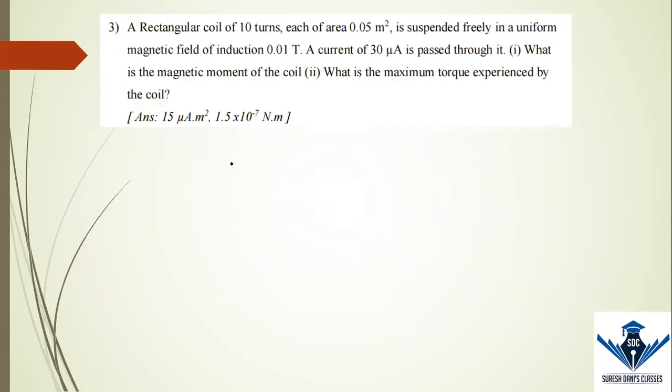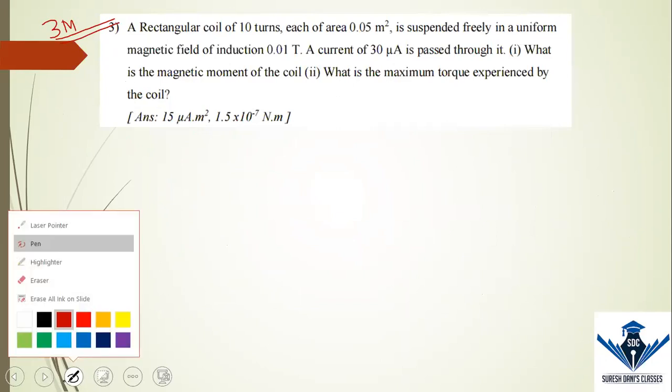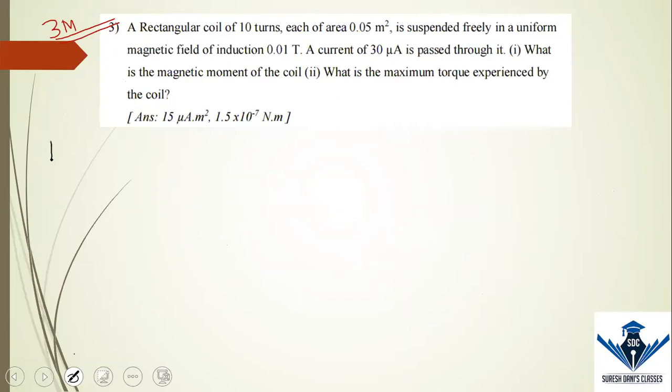I want all of you to read this particular question first. This is a 3 marks question. And I want you to think about all the necessary formulas required here. This will come in 2 steps. So let's calculate the data. The number of turns is 10.